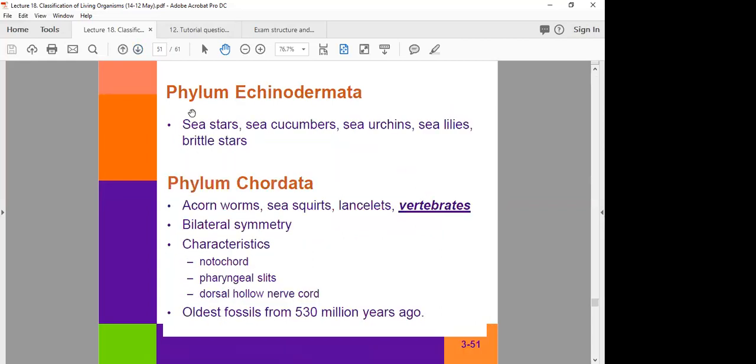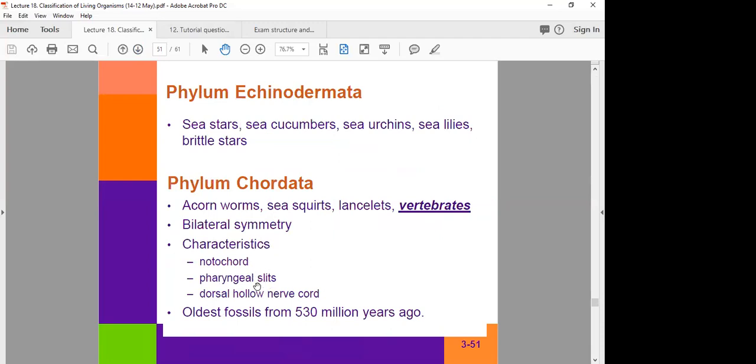Next phylum is Echinodermata, which includes sea stars, sea cucumbers, sea urchins, and so on. Next, phylum Chordata: acorn worms, sea squirts, lancelets, and vertebrates. These all exhibit bilateral symmetry. The major characteristics of the chordates are shown here: the presence of a notochord at some stage, pharyngeal slits, and a dorsal hollow nerve cord.